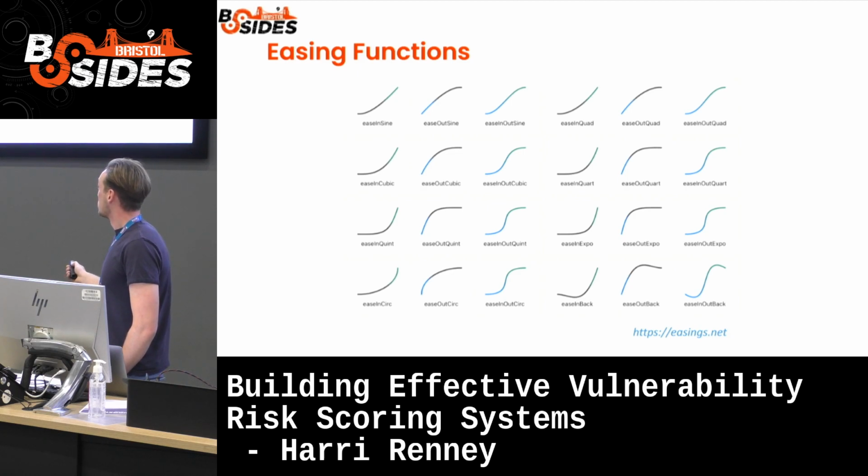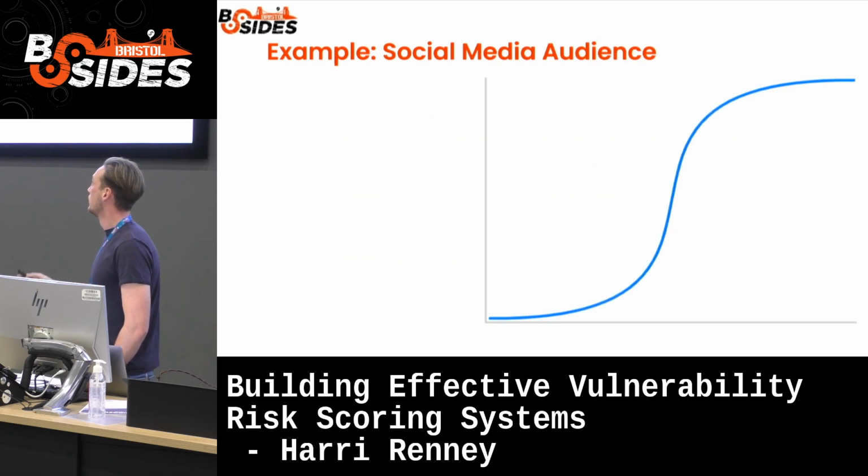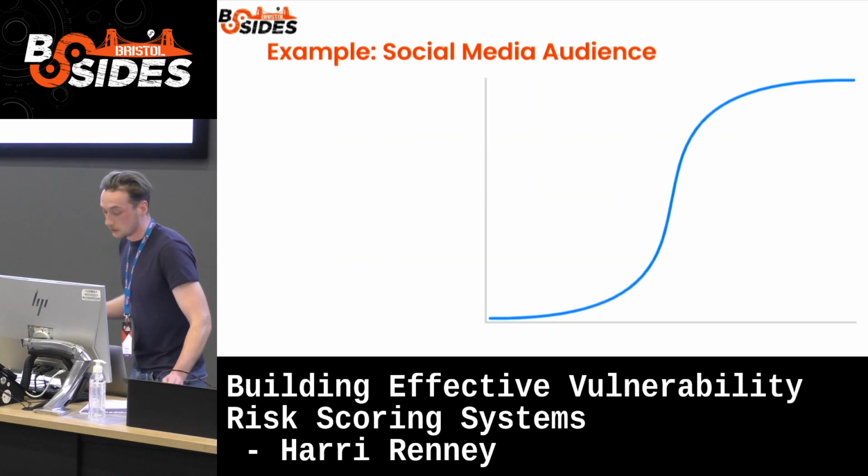So I found this website, they have a bunch of different easing functions, and you can find something that's appropriate to map from one of your data sources to this. So let's just go for an example, the easiest way. An example I would use here is social media audience.